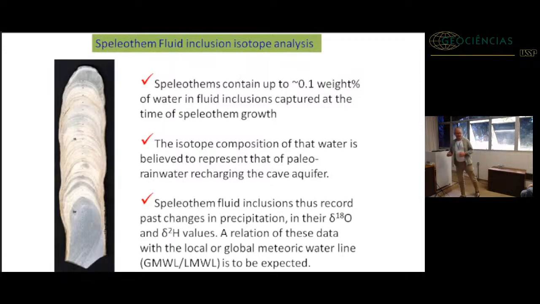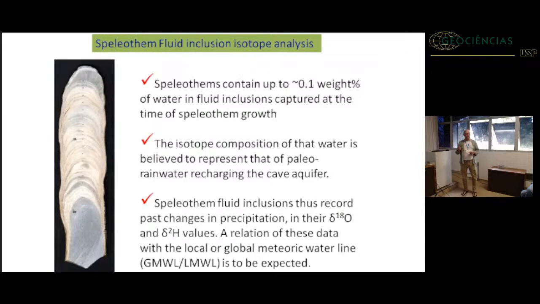And of course, we think that the isotope composition of that water, we've already looked at the temperatures from a physical perspective, is the drip water, and we actually believe that that represents the paleo rainwater recharging the cave. Okay? So we should be able to look at past changes in isotope composition and rainfall. And if we are able to do the analysis, we should also consider that we probably find our data in hydrogen and oxygen isotope space on the global meteoric waterline.